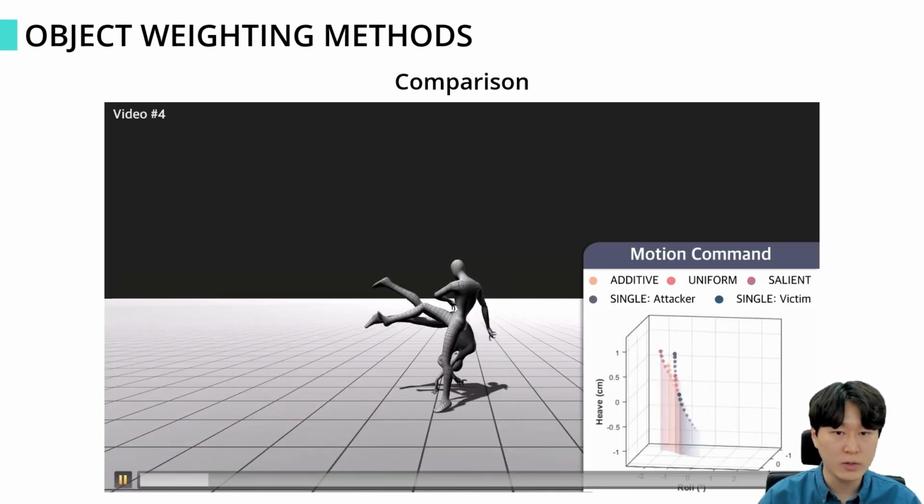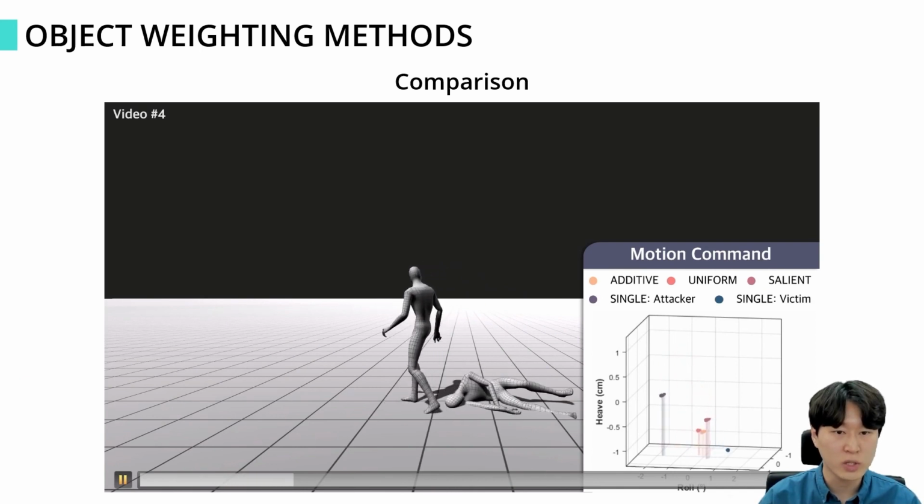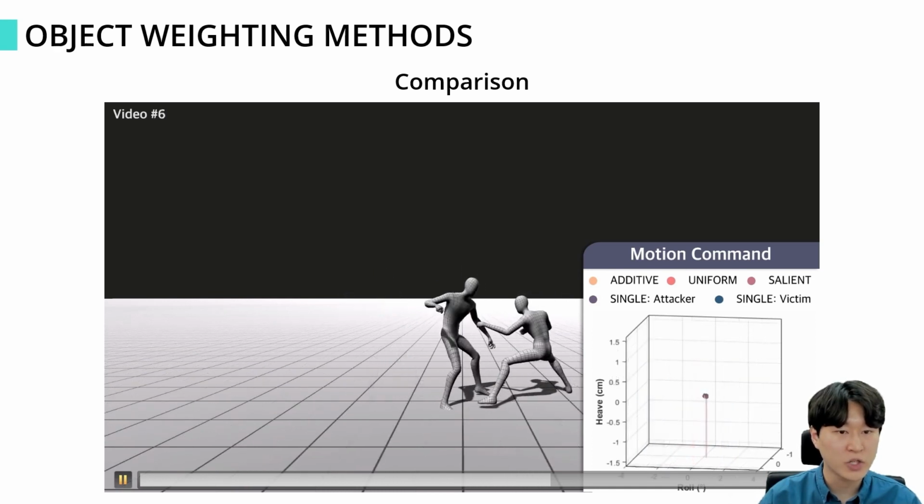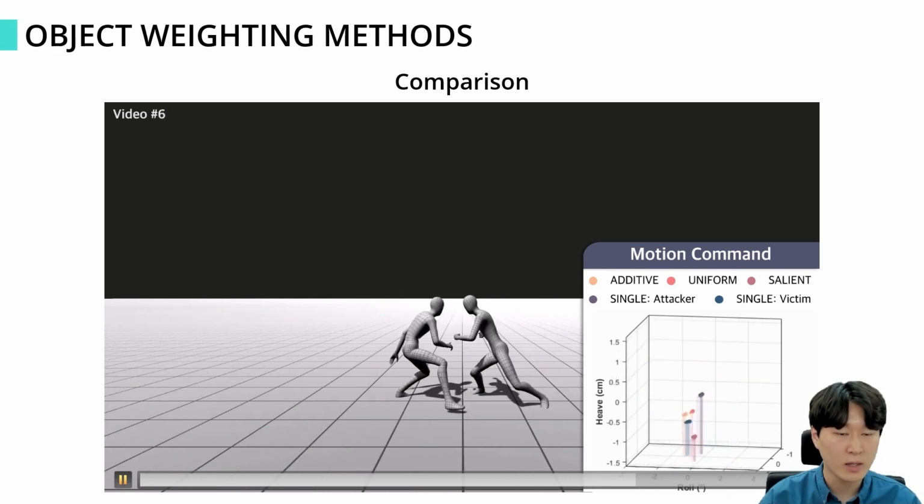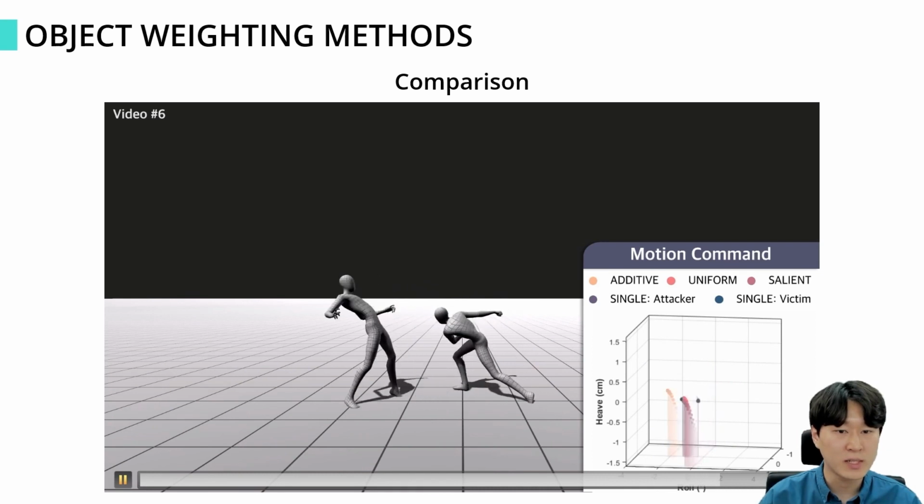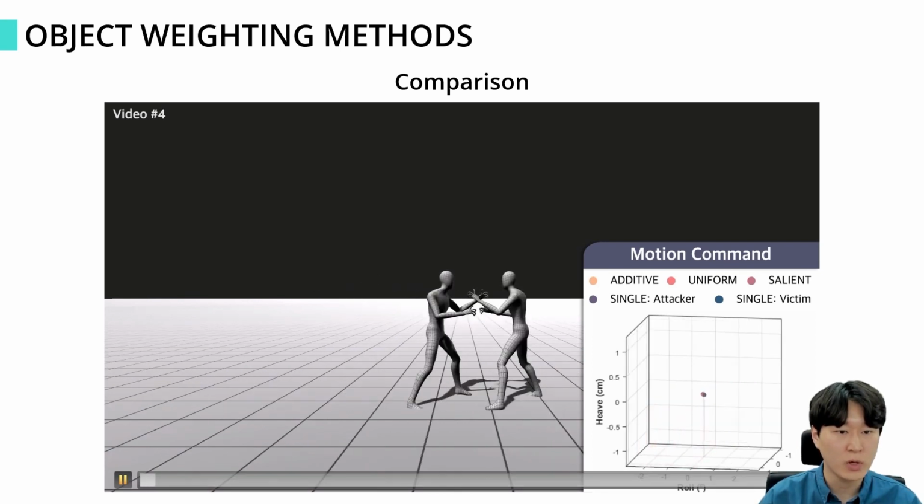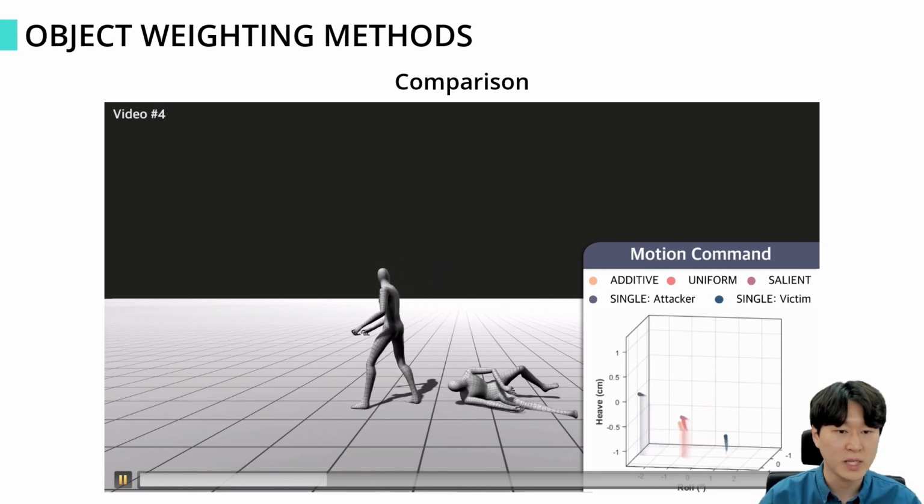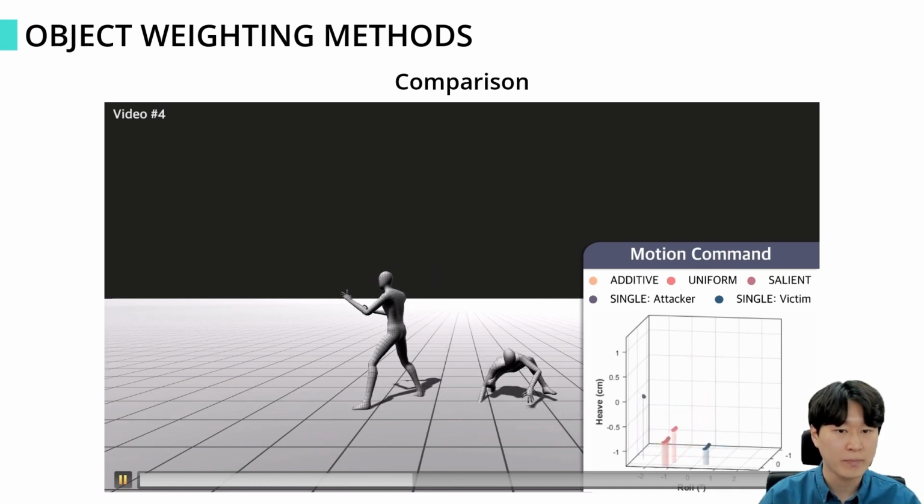These are the videos and the trajectories of motion commands used in the user experiment. You can see that additive and salient capture the motion of a fast object. Uniform expresses the average motion of two objects. The 2 points of a single follow the motion of each attacker and victim.